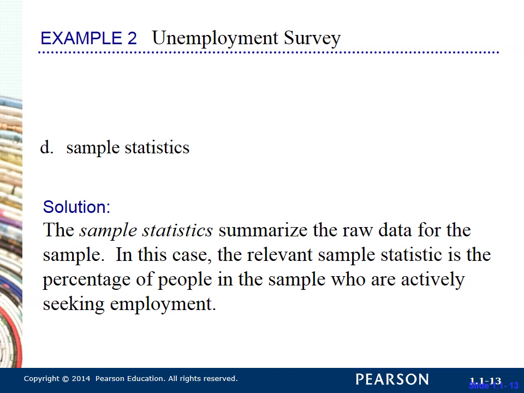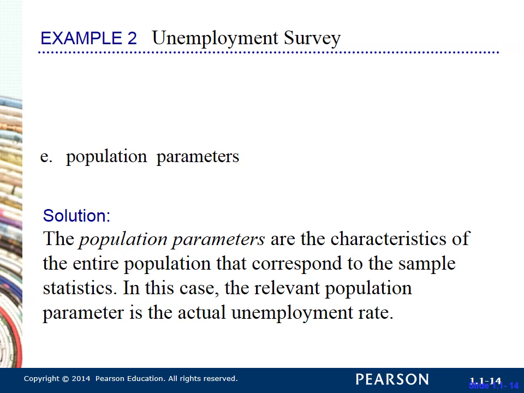The sample statistic would be a way of summarizing it, and in this case it was the percentage who were actively seeking employment. So my sample statistic would be the percentage who are seeking employment, while my sample itself was the 60,000 of the population, which was all the people. The population parameter, they didn't give me any, but the relevant population parameter would be the actual unemployment rate, which we don't know, but that's what we're trying to estimate using the sample.